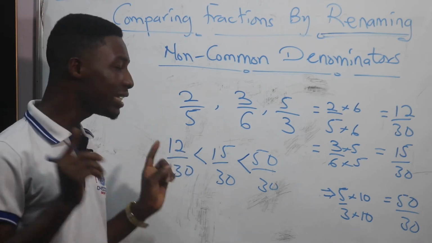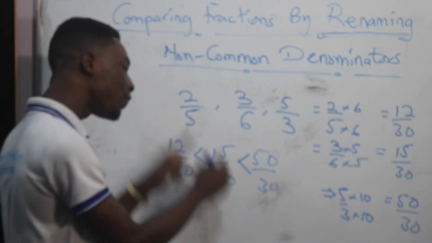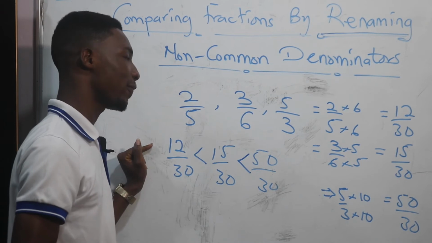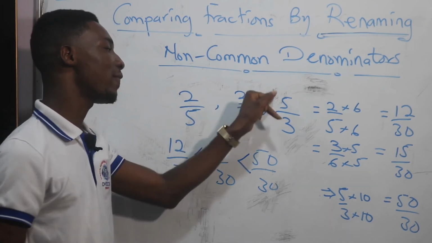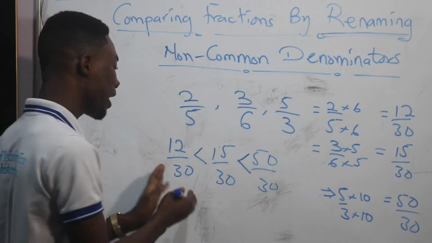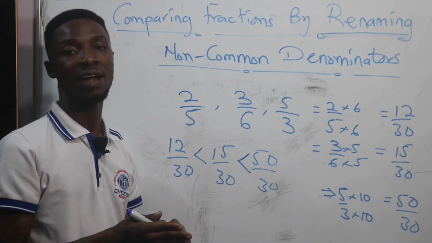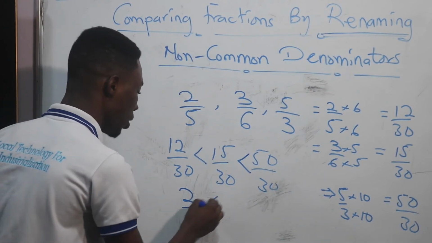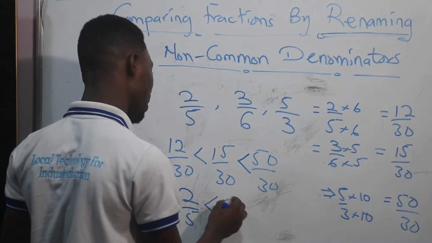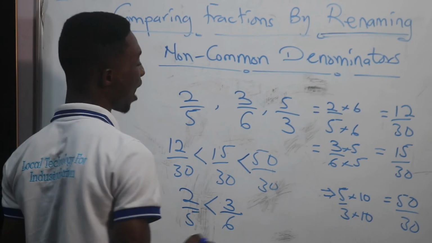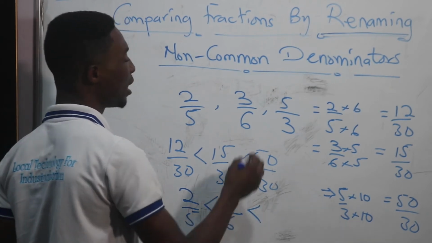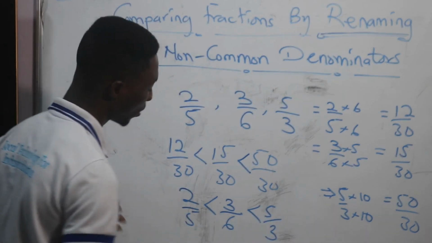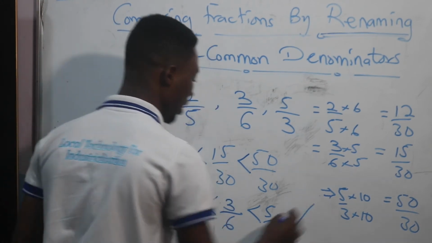But remember, the question didn't give us 12 out of 30, 15 out of 30, or 50 out of 30. The question gave us 2 out of 5, 3 out of 6, and 5 out of 3. For this reason, we have to represent each equivalent fraction by the original fraction. So 12 out of 30 represents 2 out of 5. So it is going to be less than 3 out of 6, which is being represented by 15 out of 30. Finally, 5 out of 3 is being represented by 50 out of 30. Therefore, our final answer is this one.